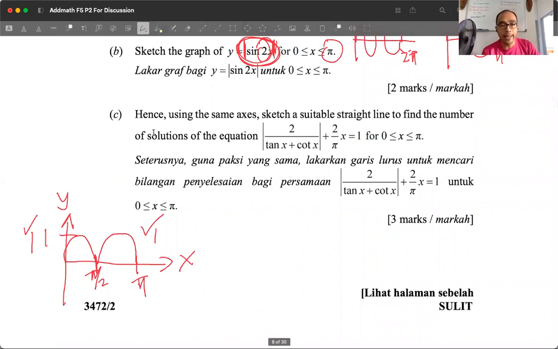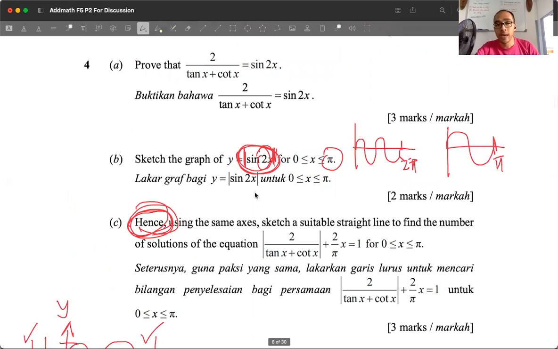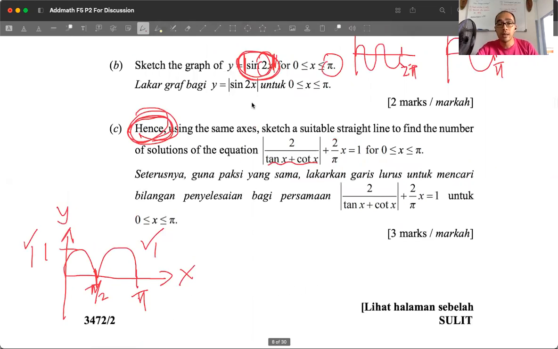Hence, wow, where have we seen the word hence before, people? Since we are using hence, part A probably has a connection to this. Notice this? 2 tangent x plus cos x equals sine 2x. So actually we can substitute sine 2x in here, plus 2 over pi x equals 1. And we find that sine 2x is also equal to y.